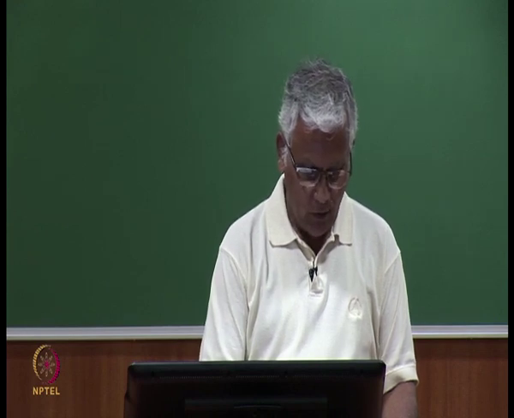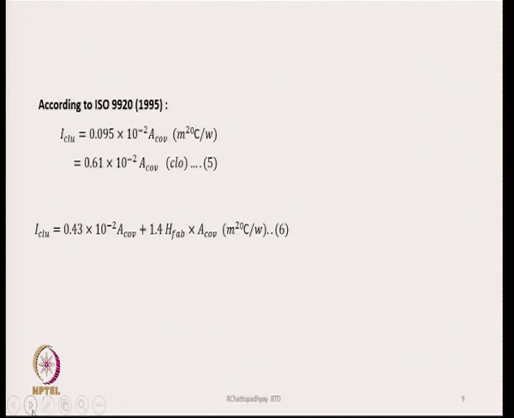Now, this I clue value, people have also tried to find out by doing experimentations and trying to find some empirical relationship. One of them is as stated here, according to ISO 9920:1995, this is the equation which has been given. Another equation, when converted into clo value, gives this same equation. If I want to convert into clo, I have to divide it by 0.155.